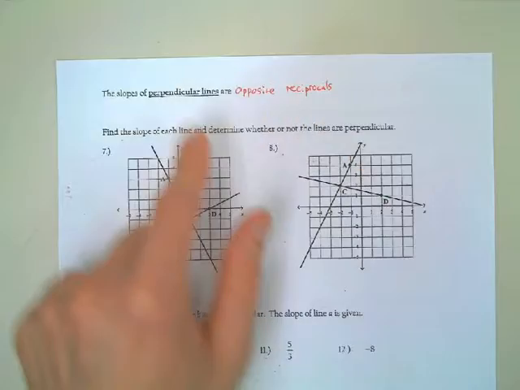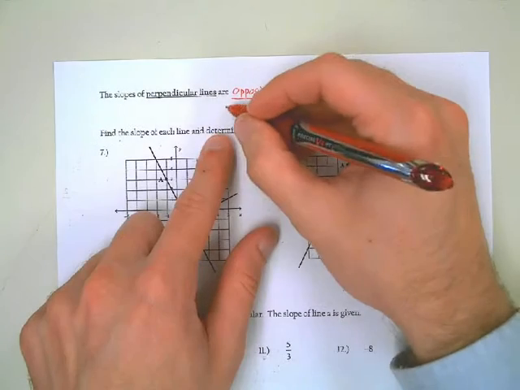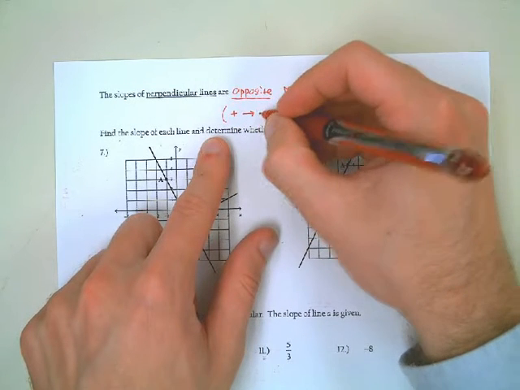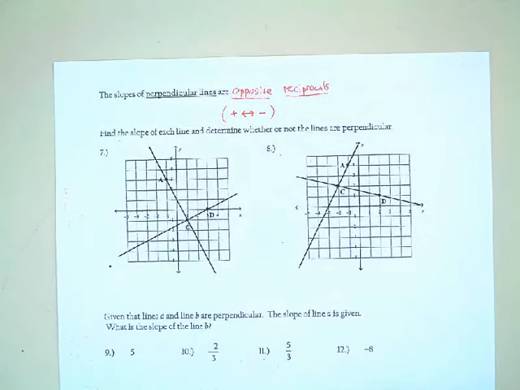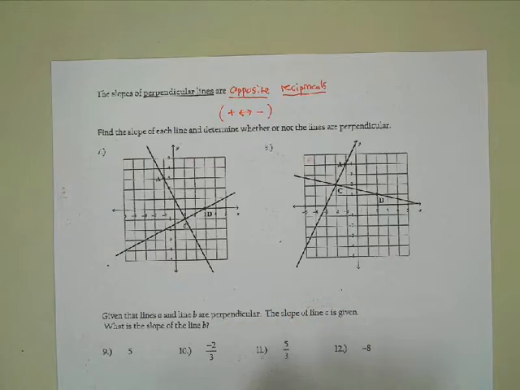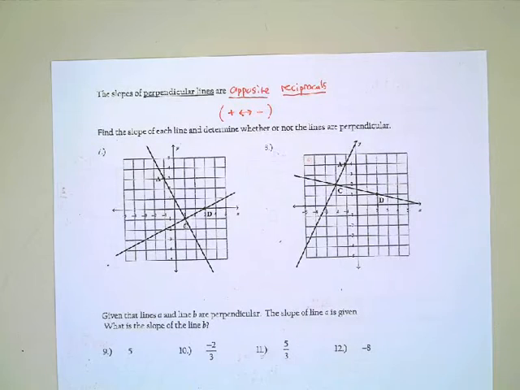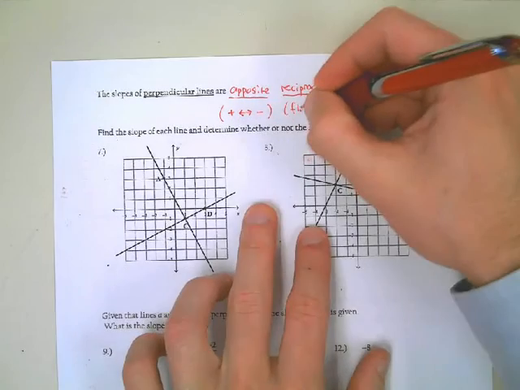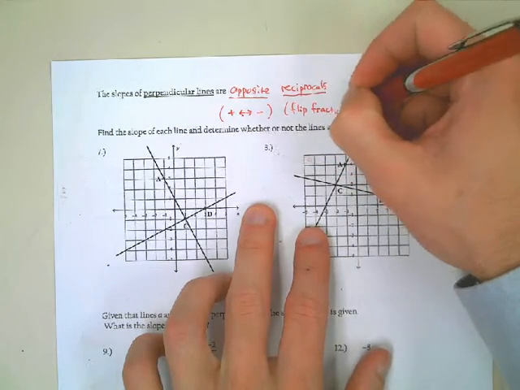So again, opposite means something like this. If you have a positive slope, then it changes to a negative slope. Or if you have a negative slope, then it changes to a positive slope. Okay, they kind of change back and forth. And then for reciprocal, okay, that's like you flip. Okay, you flip the fraction.